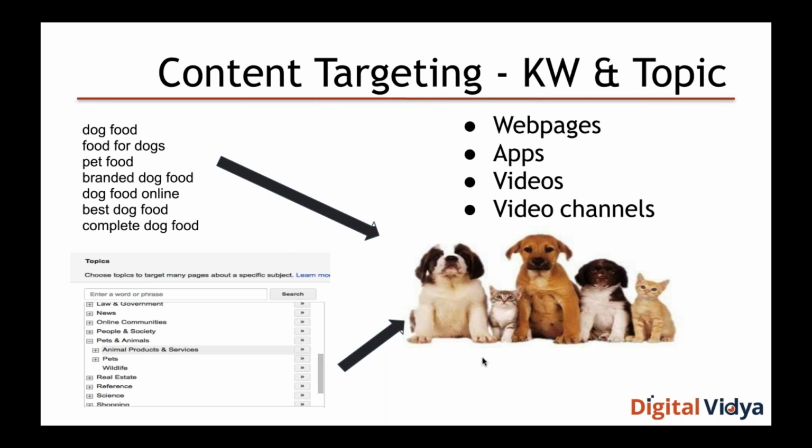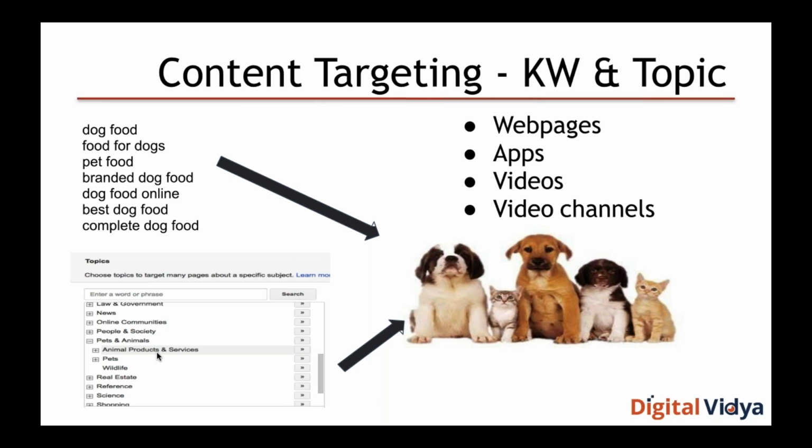When I choose this kind of targeting in a video campaign, the topic becomes about the video. Remember, the content is now a video. So when I choose topic in a video campaign, then if there is a video playing on animal products and services, my ad can show there. It is a video campaign, not a display campaign, but the targeting is the same.